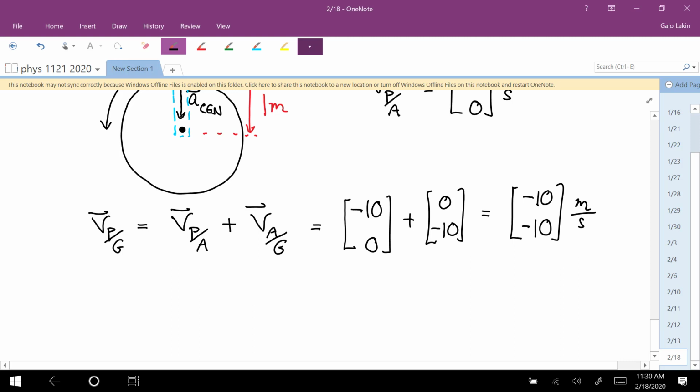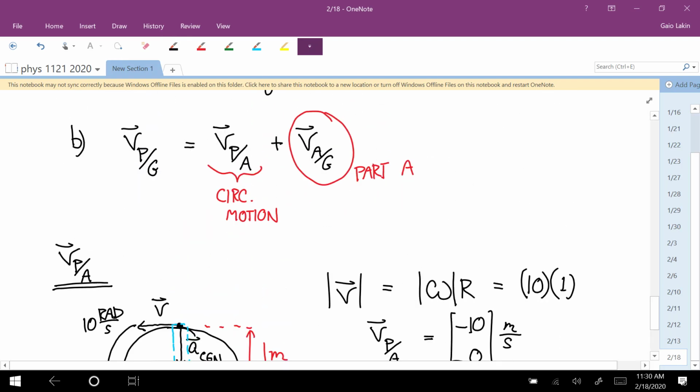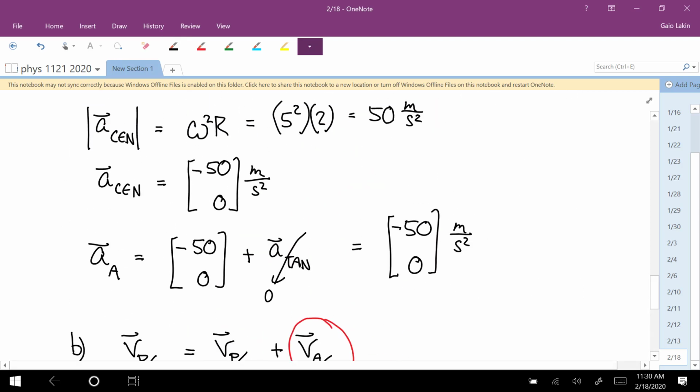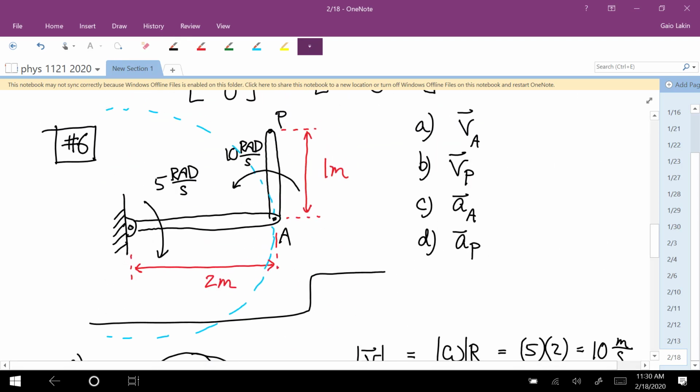So look at that vector. It has a magnitude of square root of 200, and it's in the third quadrant at 45 degrees. So look back at this picture and see if that makes sense. This thing's rotating this way, this thing's rotating that way. The net result of that is that this point right now is going 45 degrees that way.